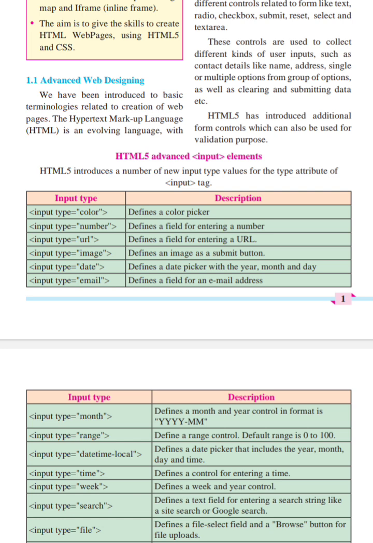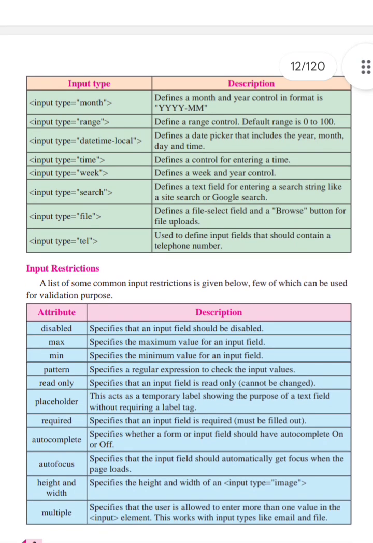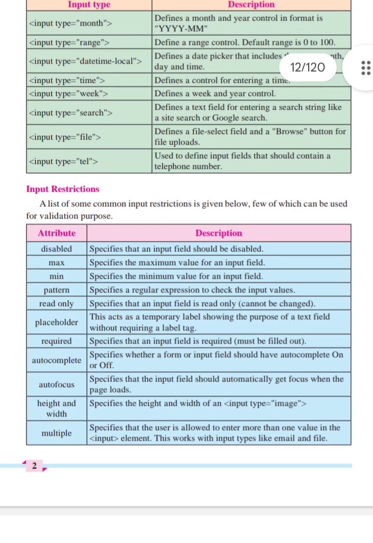Then we have input type equal to image, which defines an image as a submit button. Input type equal to date accepts a date and defines a date picker with the year, month and day. Then we have email, used for entering an email; it defines a field for an email address. Then we have input type equal to month, which defines a month with year and month.